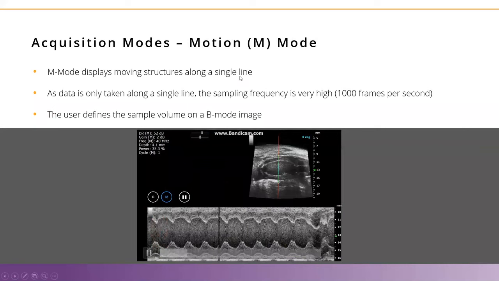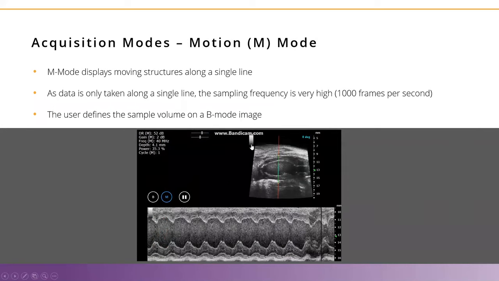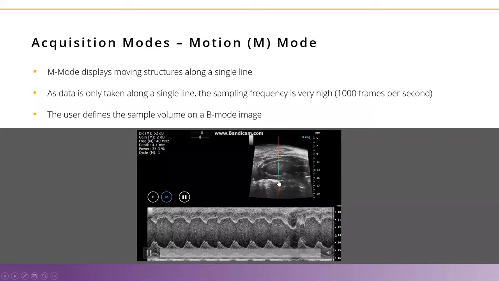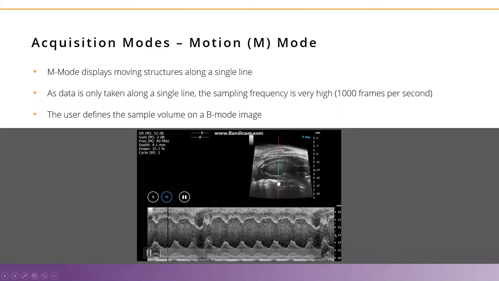When we move to M mode or motion mode, we're simply taking our B mode image and looking along a single line to see how that structure is moving over time. And so we have our scout window up top where we can see that parasternal long axis of the left ventricle that we saw previously as it beats. And we're going to look just along this one line that you see here in green, and we're going to see how it moves over time.